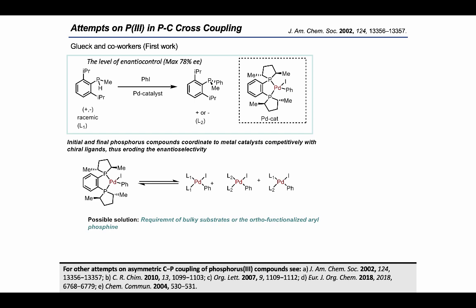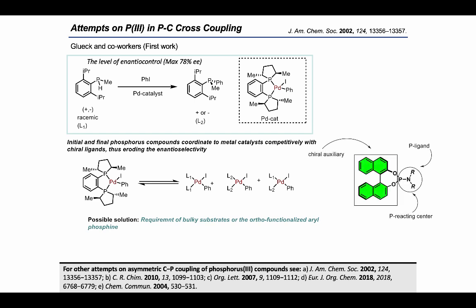Therefore, it is highly desirable to develop alternative strategies for the synthesis of P-stereogenic phosphine compounds. To tackle this issue, we decided to use phosphoramidite as a starting material. The reason is phosphoramidites are already well constructed to fulfill three basic functions required for achieving excellent stereo control.